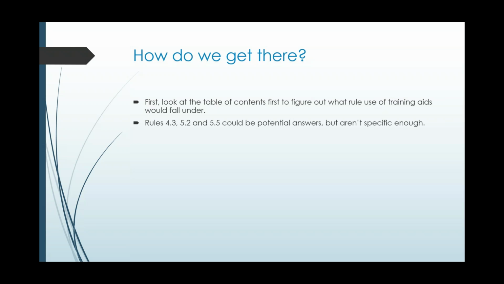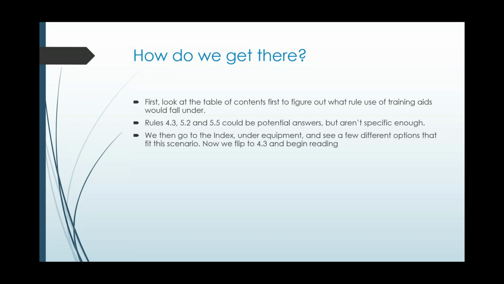If we were to look at 5.2, we see that it's practicing on course before or between rounds. And then we'll see 5.5 here is practicing during a round or while play is stopped. So while 5.2 and 5.5 go over practicing during the round or gaining an advantage that way, we have to determine whether or not that's even the scenario here.